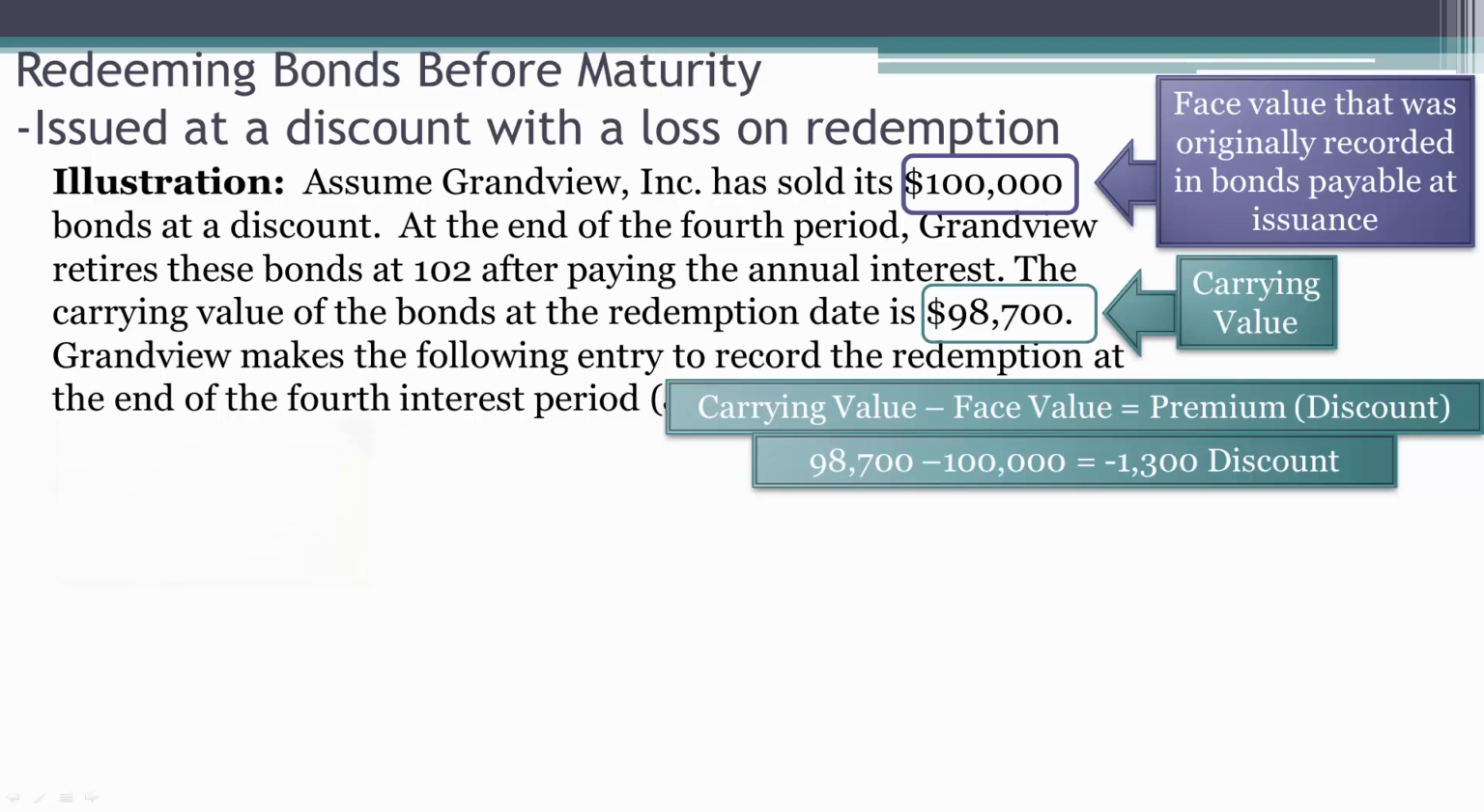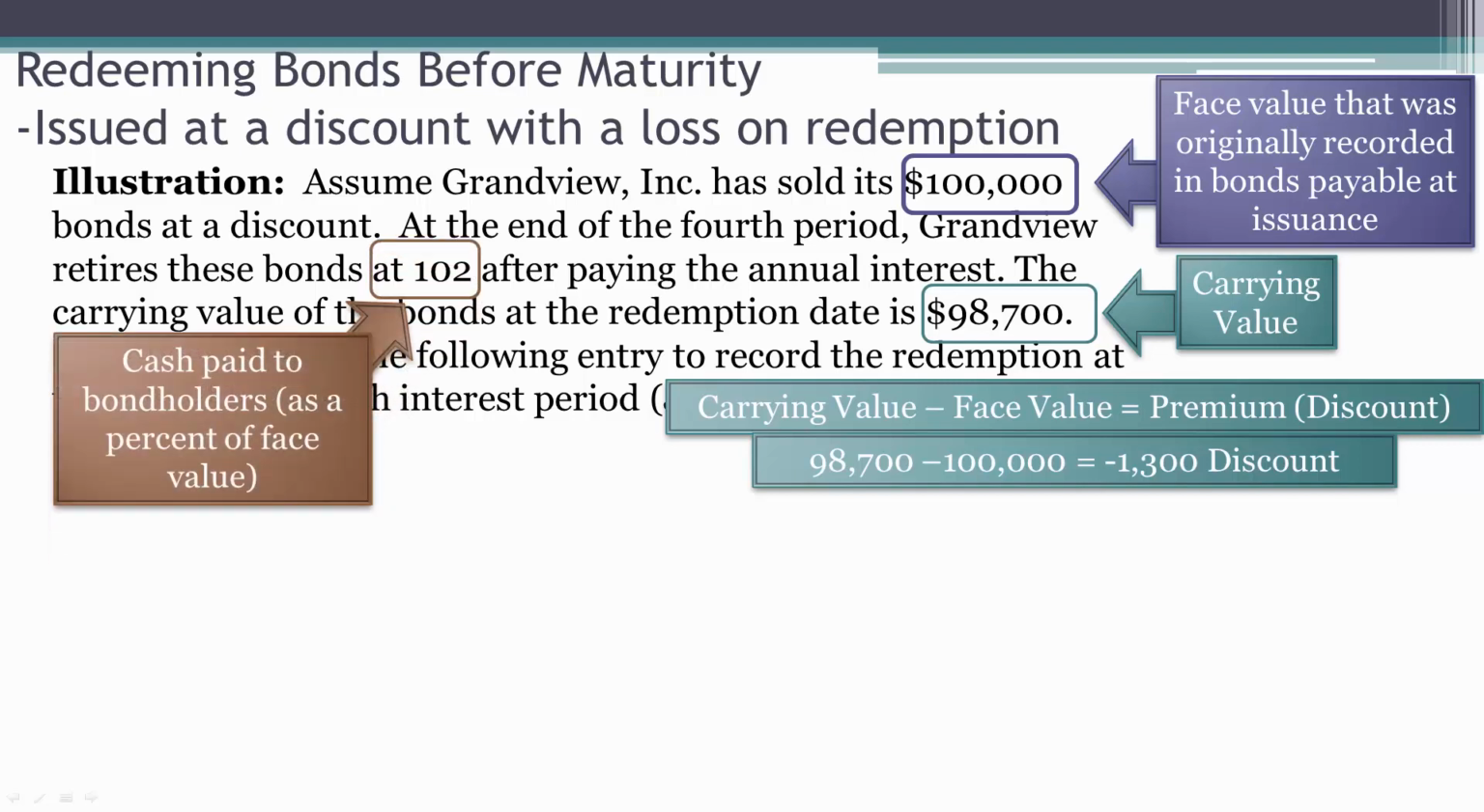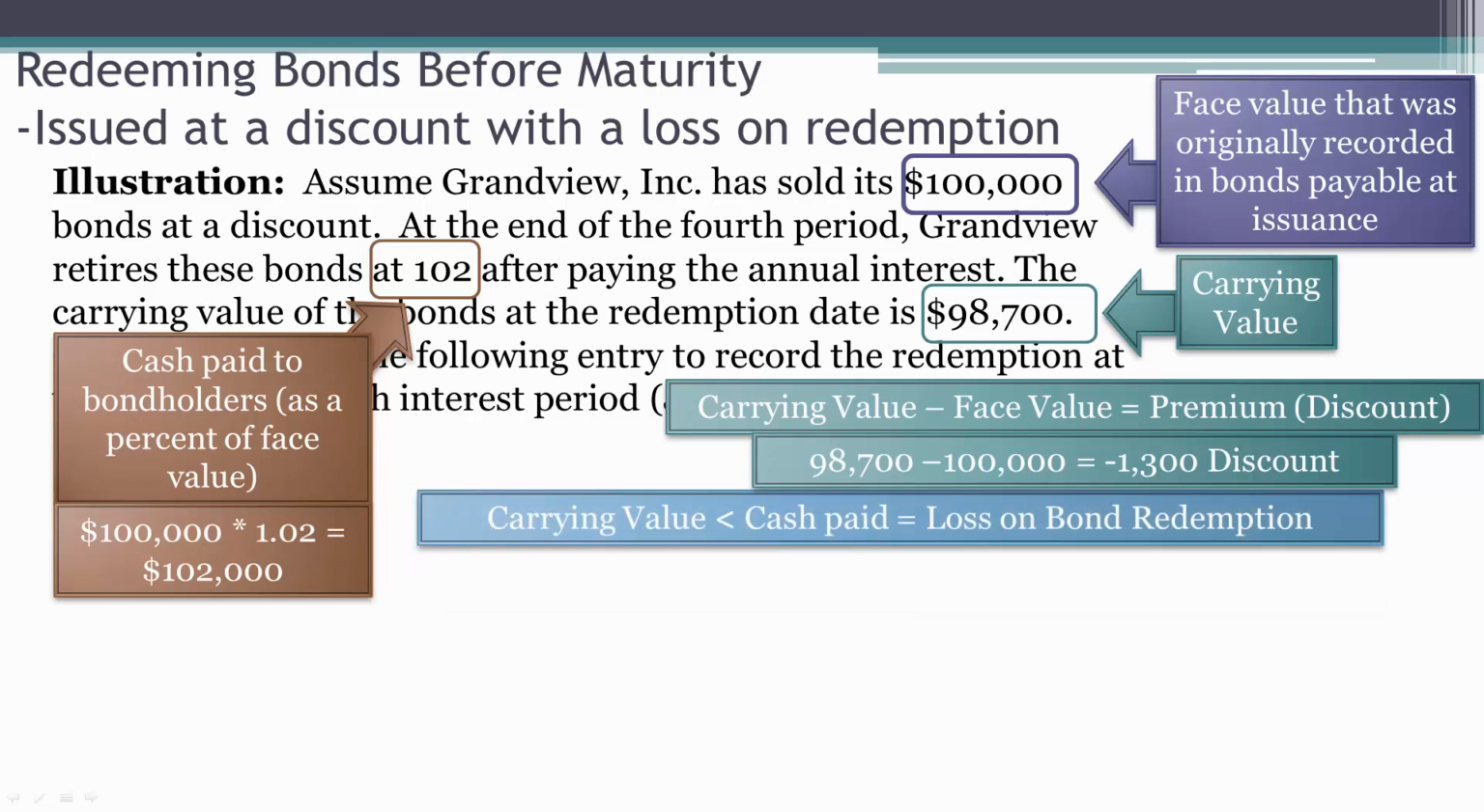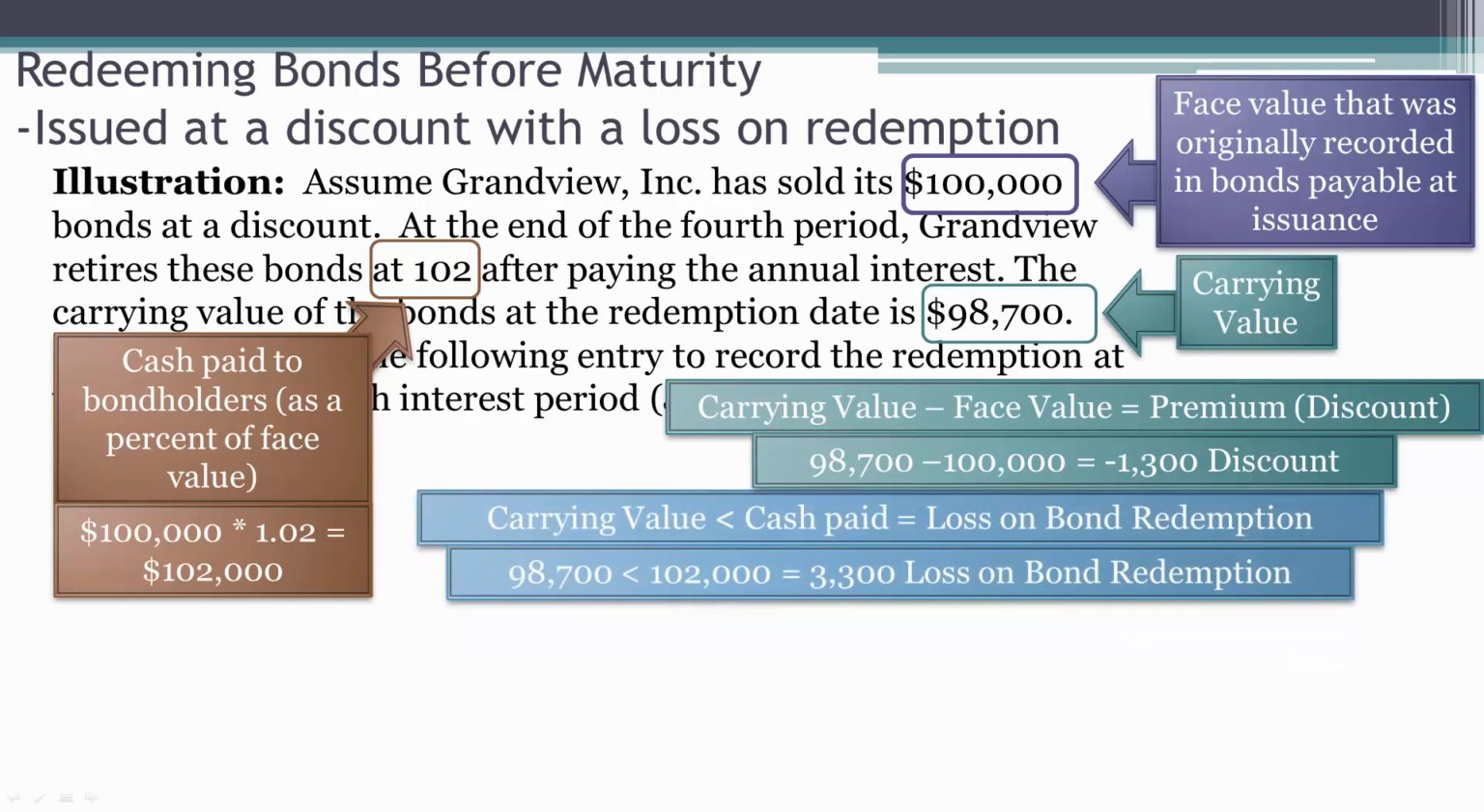In order to redeem the bonds, they were paid at 102, which means that the company had to pay $102,000 to redeem the bond. And so when we compare our carrying value to the cash that they paid, we can determine then that there's a $3,300 loss on the bond redemption.